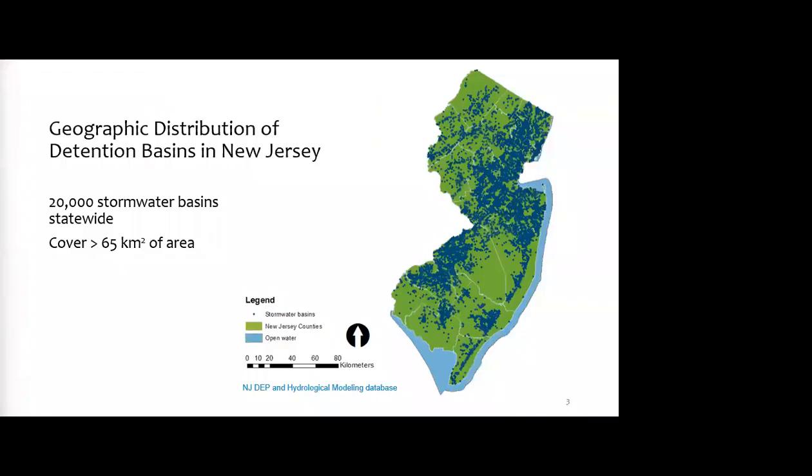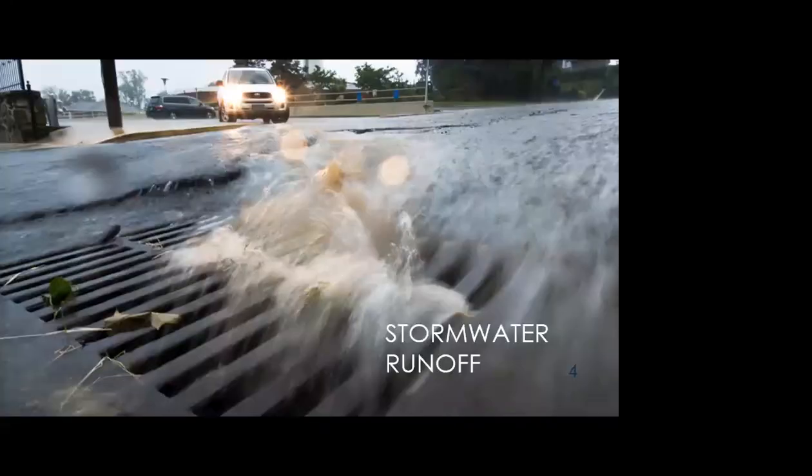So first of all, there are over 20,000 stormwater basins in the state of New Jersey alone, and we're the 4th smallest state. So if you multiply that over the entire United States, you get the idea that there are a lot of stormwater basins and stormwater infrastructure. So this is a very important urban form.